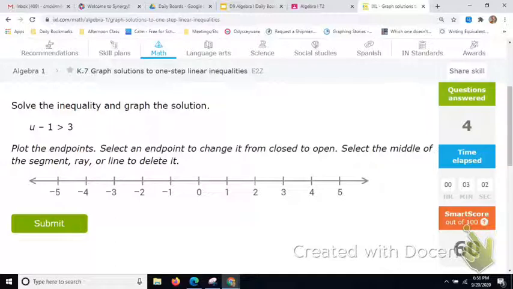So add 1 to both sides. That gives us 4. Think, is it open or closed? Oh, it should be open. It should be going to the right because the variable is on the open side.